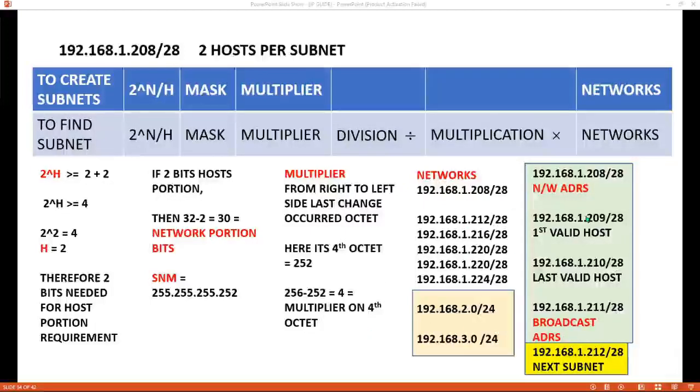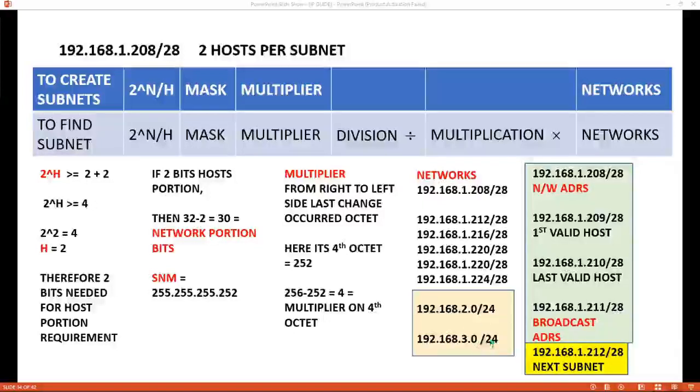I am not repeating it again and again. You can simply understand this, right? So likewise I can write the 208 network for my 2 hosts per subnet requirement. Okay, and after that I have enough networks again. If I need anything, I can use these 192.168.1.212 or 216 or 220. All these are subnets. But since I don't have any requirement for this, I can just simply keep it for later usage.